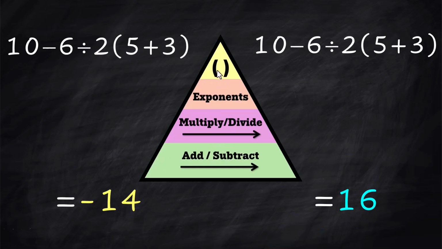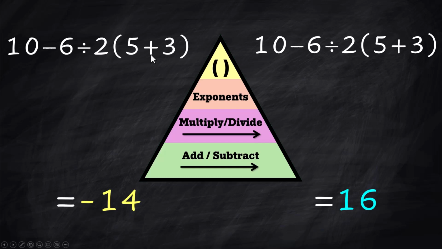You do everything that's inside of grouping symbols first. Then you do your exponents, and if you have square roots, that would be right here. Then you multiply and divide in order from left to right, and then you add and subtract in order from left to right. Let's take a look at their work and see who did what.